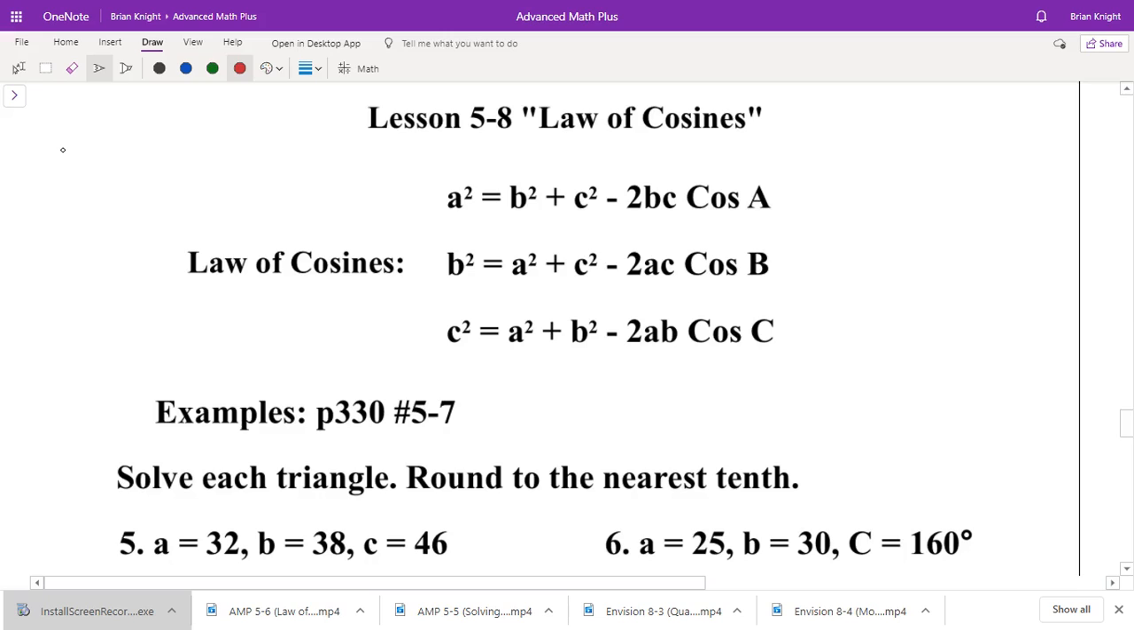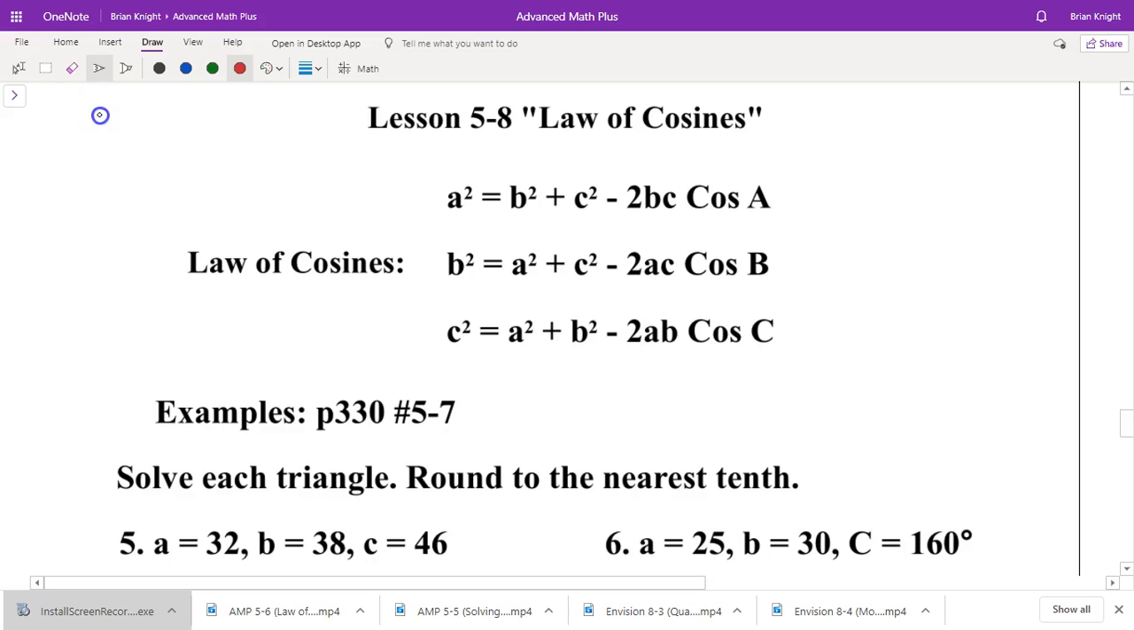Okay, so your law of cosines. The law of cosines is something you use when you can't use the law of sines. So we talked about it yesterday. When can you use the law of sines? When you know an angle and the opposite side from that angle, you can use the law of sines.